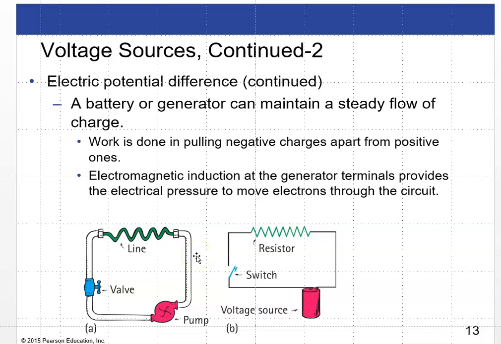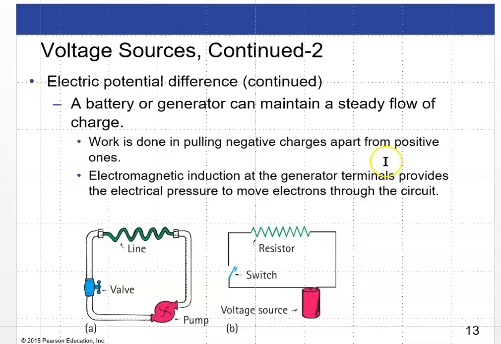So in order to keep the water flowing, or in order to keep the charge flowing, you have to have a battery or a generator to maintain the steady flow of charge. It's like putting a pump in this circuit here. And this is pretty much analogous to that.